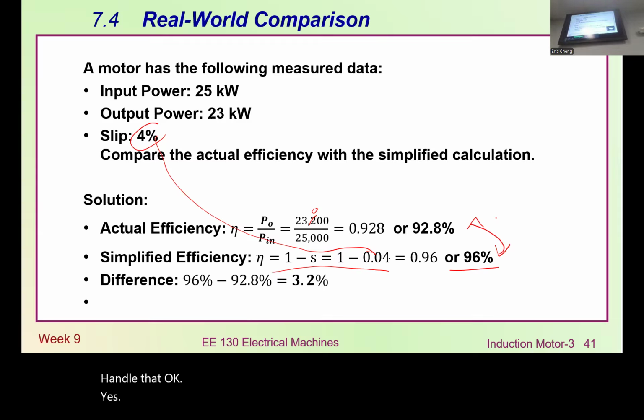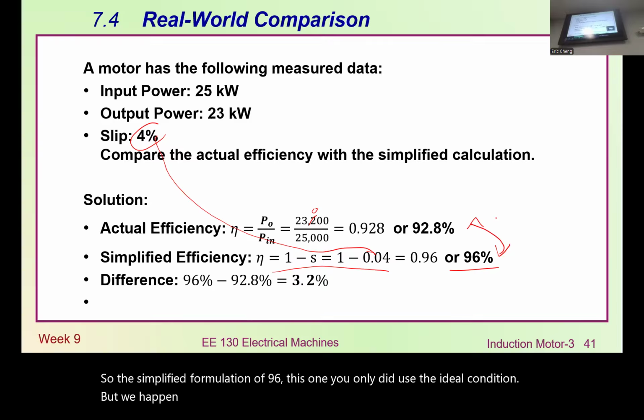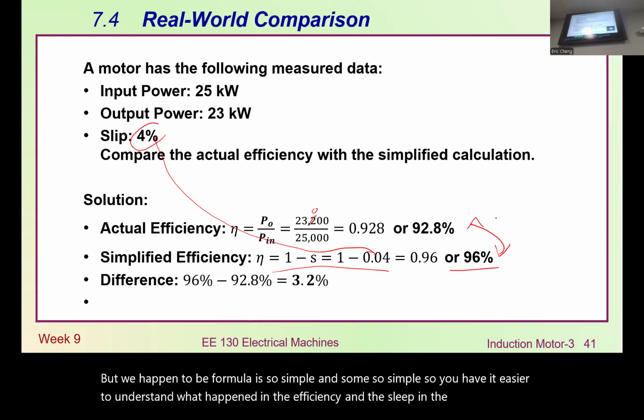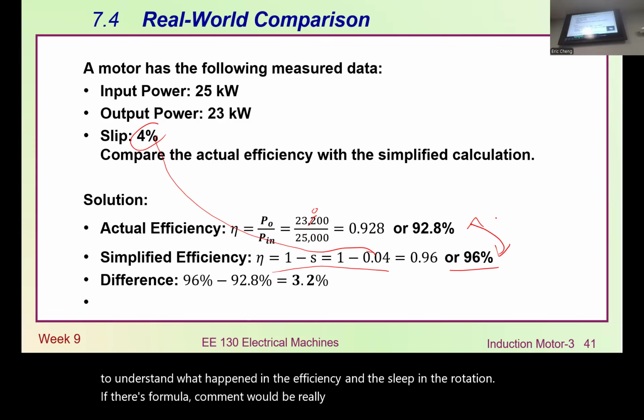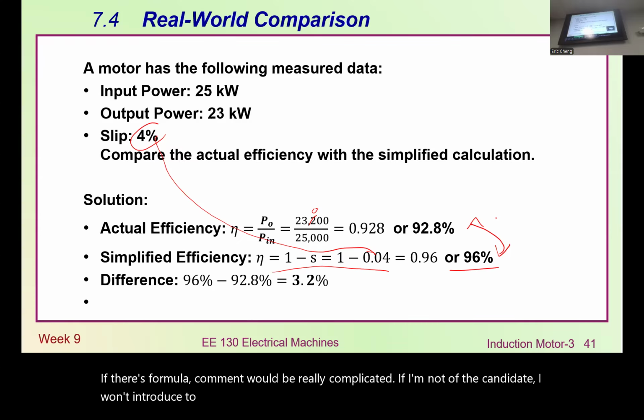The simplified efficiency is not taking into account the losses. Like, why is that allowed? Yeah, that's a pretty good question. The thing is, for motors, we have a number of formulations. We show under the ideal condition how the efficiency or how the slip looks like. So the simplified formulation, 96%, this one only gives you the ideal condition. But the formula is so simple and so simplified, it helps to make it easier to understand what happens with the efficiency and the slip on the rotor side. If the formula came up really complicated with a lot of parameters, I wouldn't introduce it to you. It just happens to be so straightforward and simple.